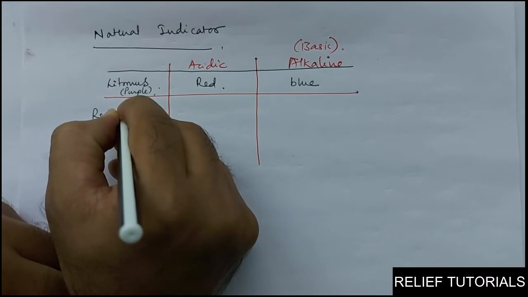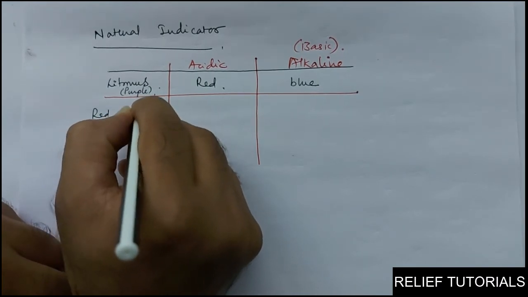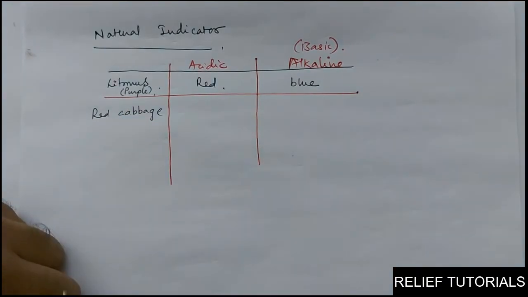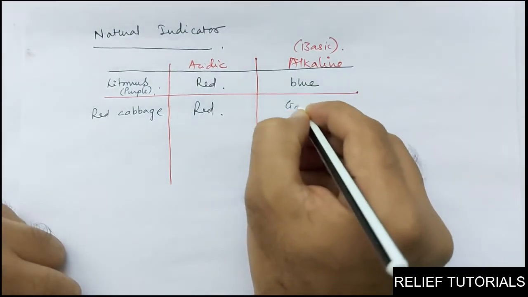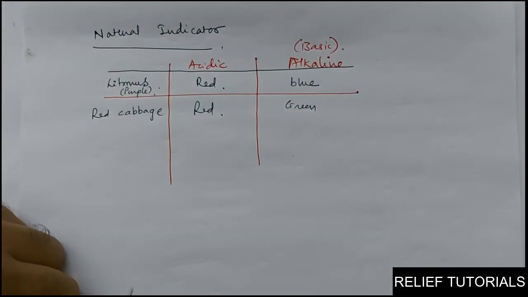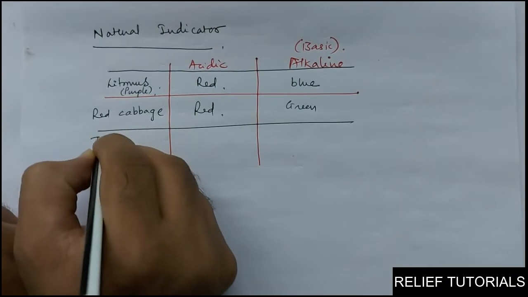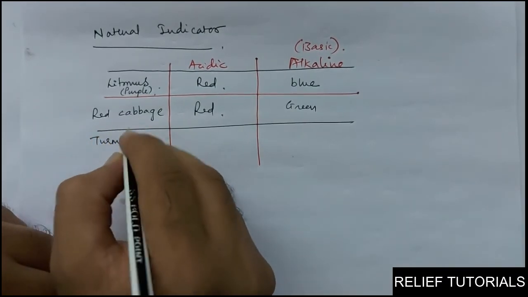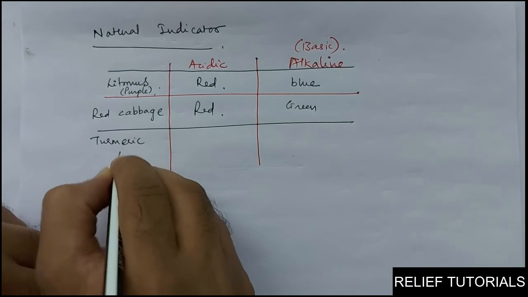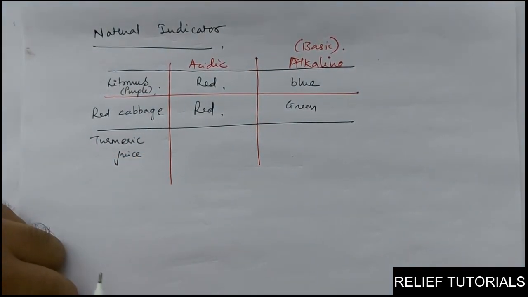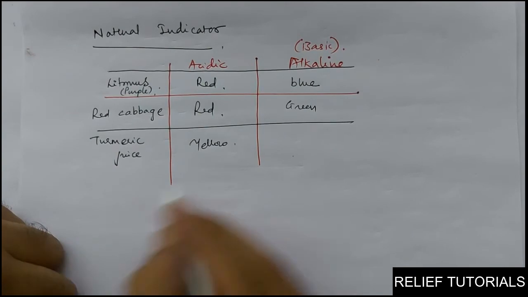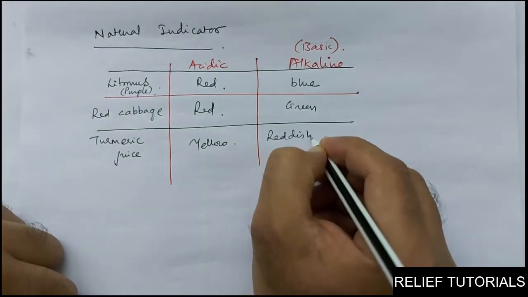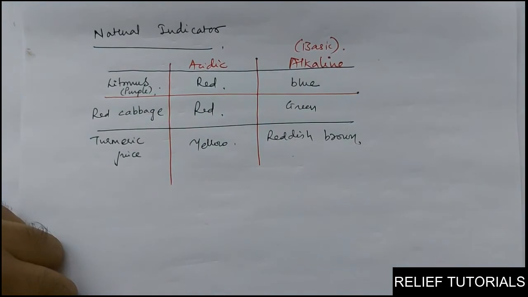Another one is red cabbage. Red cabbage remains red in acidic medium and it turns to green in basic medium. Then turmeric juice, haldi juice, normally having yellow color. It remains yellow in acidic medium and it turns to reddish brown in basic medium.